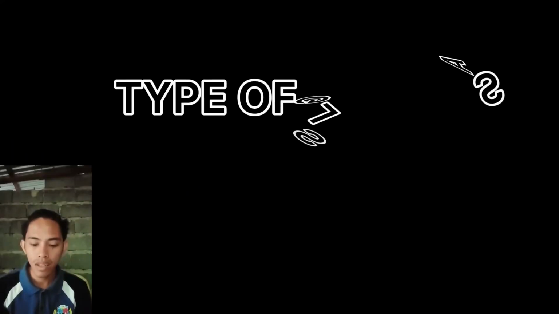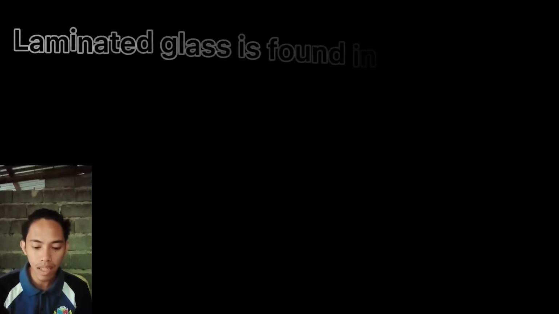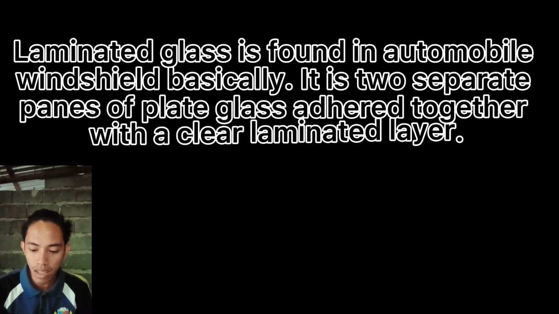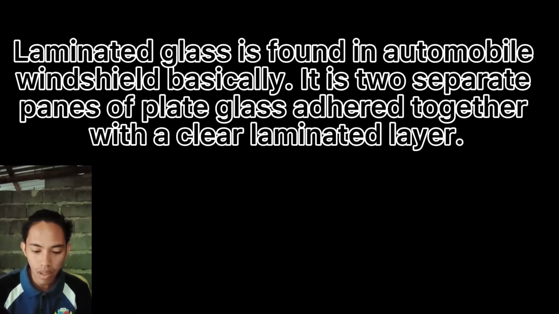There are many types of glass. I will discuss laminated glass and tempered glass. Laminated glass is found in automobile windshields. Basically, it is two separate panes of plate glass joined together with a clear laminated layer. It was designed to reduce injuries to passengers in case of accident.